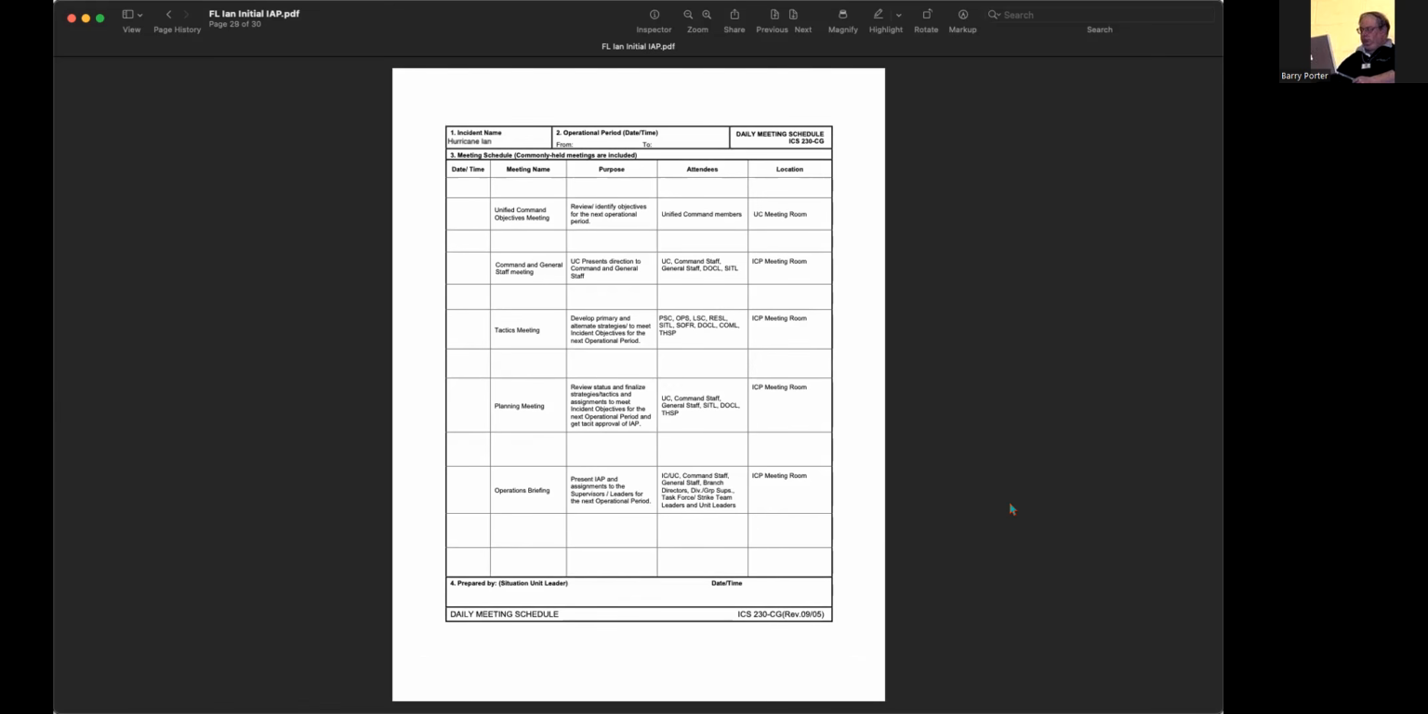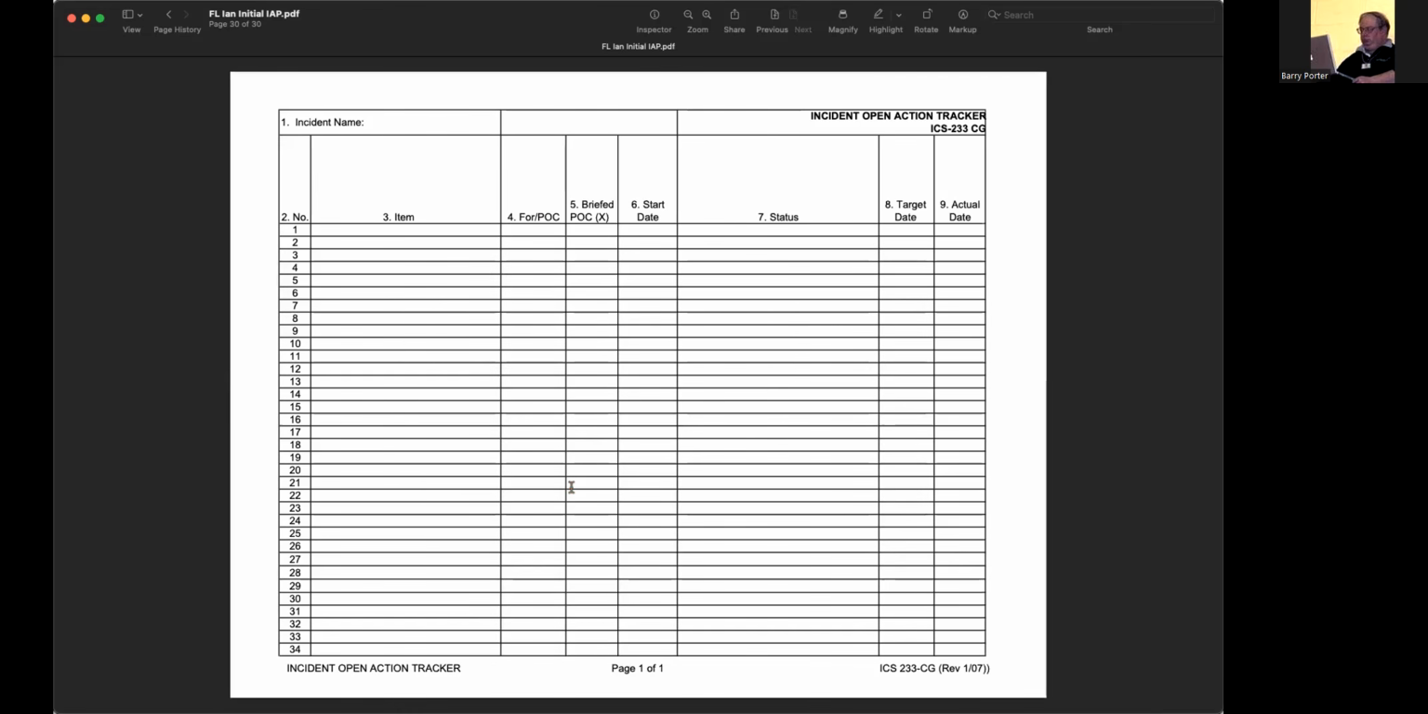And all of this, a daily meeting schedule form, ICS 230, which allows people to prepare ahead of time. For example, a unit command staff meeting, a commander general staff meeting, a tactical meeting, a planning meeting, or operational briefing. Putting the stuff down on paper makes it happen, and this way you can't forget about it. And finally, this is the incident open action tracker.